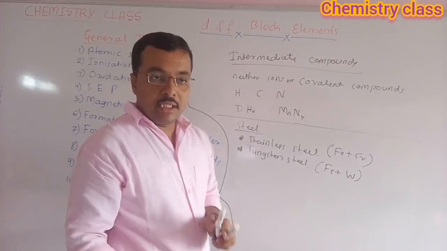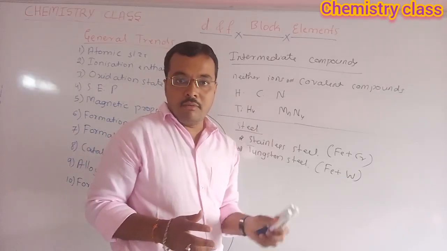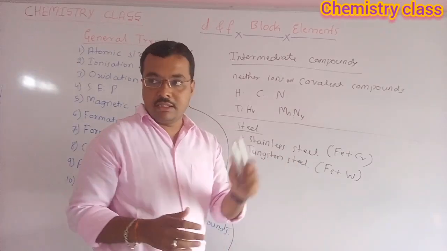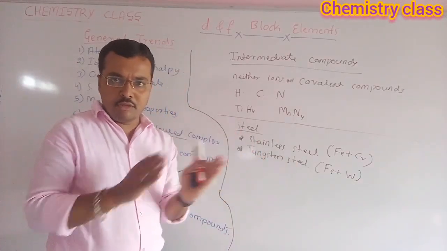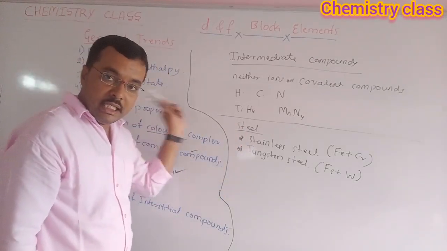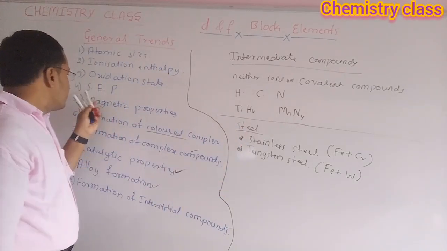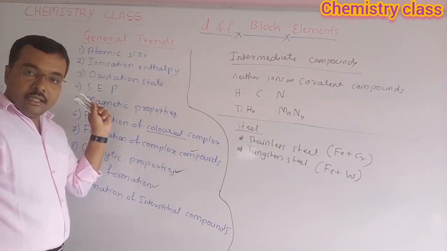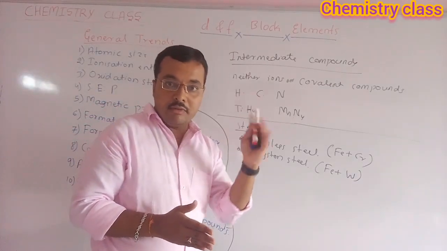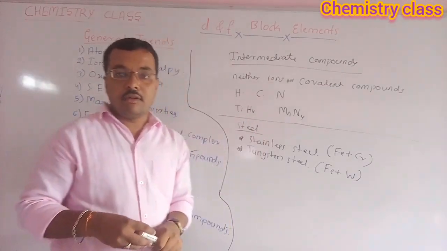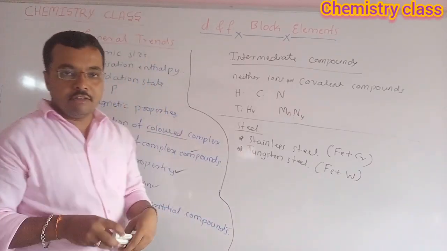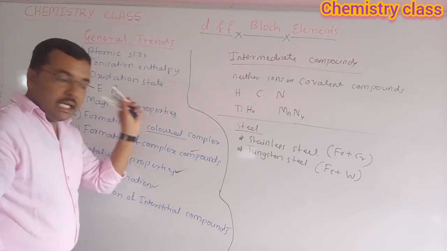All the elements exhibit different oxidation states. The minimum oxidation state is +1 and the maximum oxidation state is +7. In between +1 and +7 there are different oxidation states exhibited by the 3D series of elements. And next one is the standard electrode potential. Some metallic elements can act as an electrode. During that, a potential is generated, which is called the standard electrode potential.